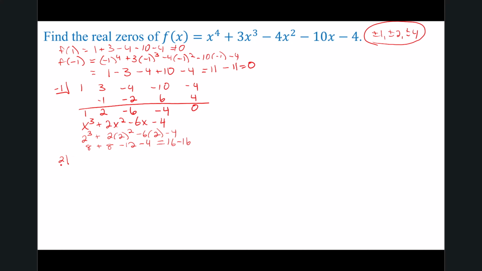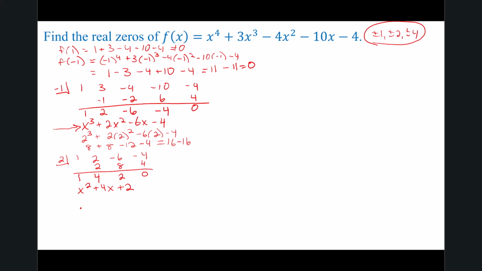So I'm going to do 2 in synthetic division, but now with this equation right here. So 1, 2, negative 6, negative 4. Bring down the 1. 2 times 1 is 2. Add. 2 times 4 is 8. Add. And 2 times 2 is 4. Add. So now we're left with, before this we had x cubed, so this is x squared plus 4x plus 2. Now what do we do with this?